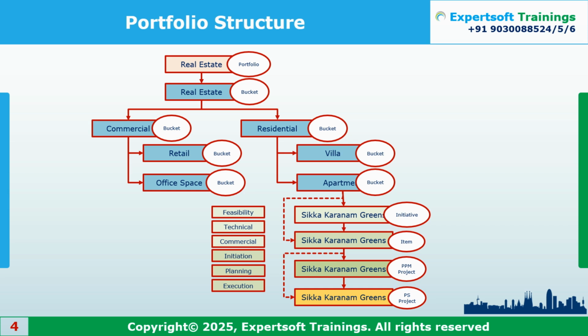One I am creating for the commercial point of view. Another one I am creating for the residential point of view. For commercial, maybe I have some office spaces, or maybe I'm creating some malls and each and everything. So for that, I'm going to take care with this commercial part. And there is another one, residential. Again, under that, I have two buckets.